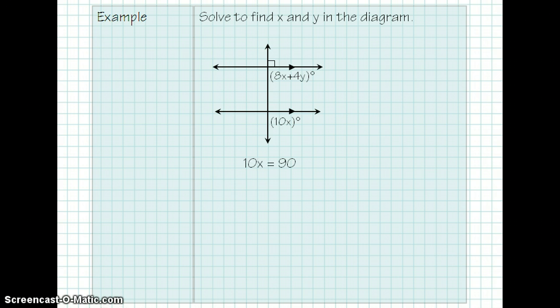So 10x is equal to 90, which means x is equal to 9. Now I'm going to take this 9 and plug it in for x in the other expression. So 8 times 9 plus 4y equals 90. Well, 8 times 9 is 72, which means that 4y is going to be 18, which means that y is going to be 4.5.